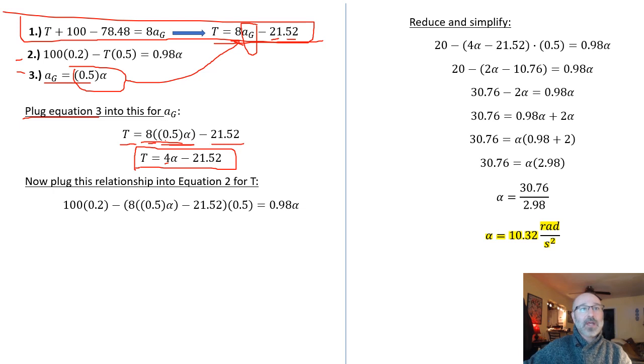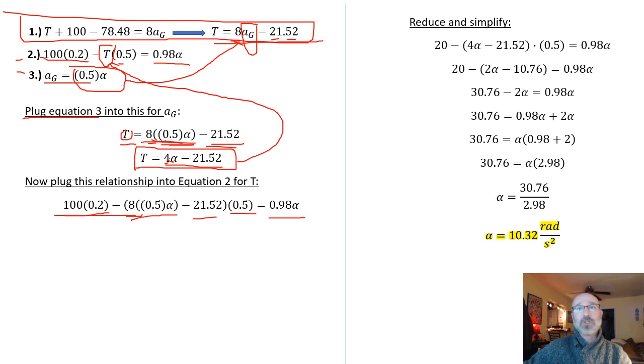So now what I can do with this is I can come back here with this t equation and plug it right into equation 2 for my tension force right there. So I plug in this relationship 4 alpha minus 21.5, plug that right in there for equation 2. So I can see now, okay, my equation 2 now becomes 100 times 0.2 times, and I did it out longhand here from this portion of it right here, 8 times 0.5 alpha, which again reduces down to 4 alpha there, minus my 21.52, times my 0.5 is equal to the right-hand side of this equation, 0.98 alpha.